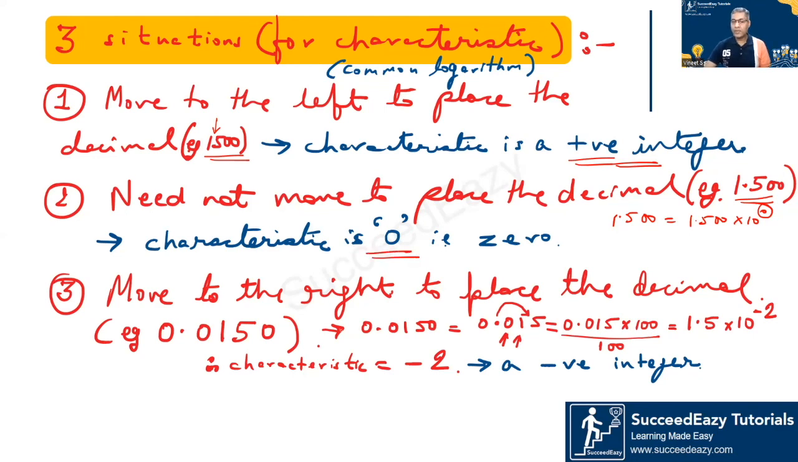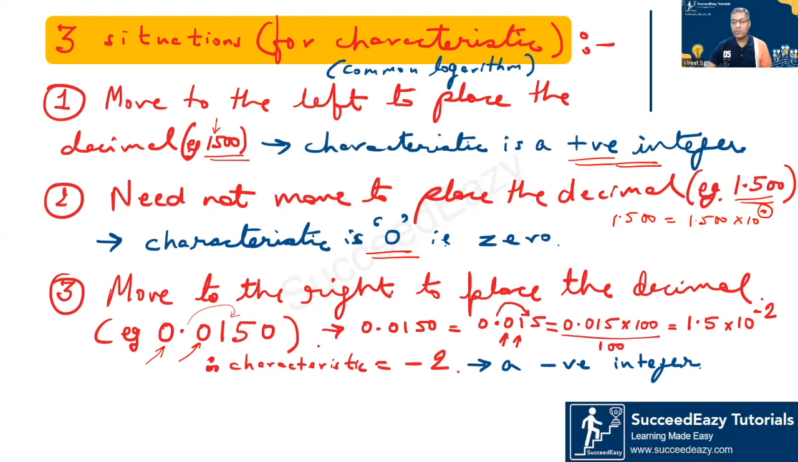Okay. The third situation is when you might need to move to the right to place the decimal. Example, in 0.0150, you need to move to the right to place the decimal. Why? Because when you study significant digits, you will realize that the preceding zeros do not count as significant digits. In this case, I will need to move the decimal over here. After 1, I want the decimal, right? How do I do that?